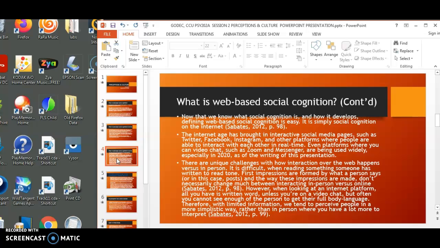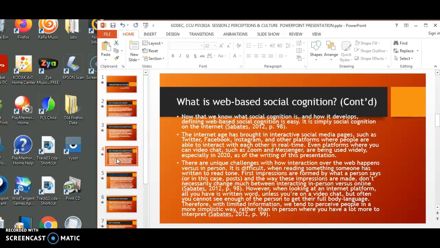Now that we know what social cognition is and how it develops, defining web-based social cognition is easy. It's basically the same exact thing, except you're doing your social cognition on the internet. The internet age has brought very good technologies in a lot of ways, such as social media pages, Twitter, Facebook, Instagram, all these other platforms that people use to interact with one another in real time.